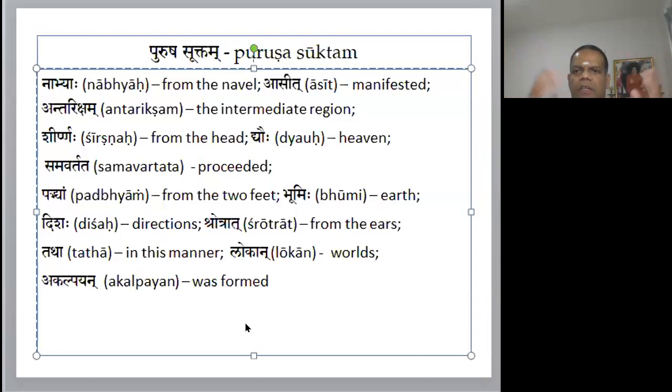So from his head originated the heaven. From his nabhi originated the antariksha, the space between the heaven and earth. And from his feet came the earth. And all the directions came from his ears. See, all these are actually very symbolic. This was the way the rishis witnessed, visualized, or had the vision of the Lord.